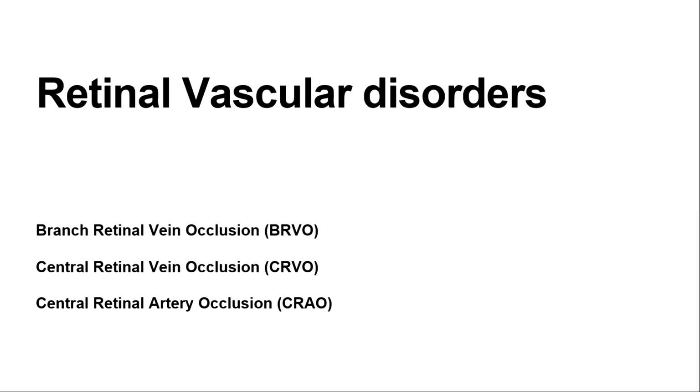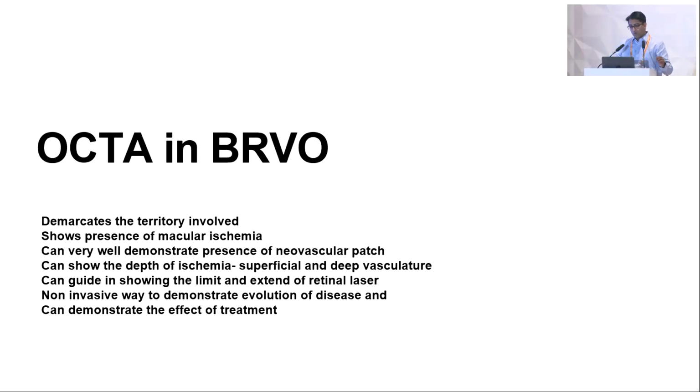So I'll be discussing and showing cases about the vascular disorders of branch vein occlusion, CRVO and CRAO, and a slide for the glaucoma part also. So OCTA, in my practice for BRVO, I use it very commonly because it demarcates the territory involved. Macular ischemia has already been discussed, and neovascular patches are very clearly seen on OCTA. With NFAS image, you can see the demarcation of ischemic and non-ischemic retina in the superficial and deeper layer. And when planning laser also, these 8 by 8 or 12 by 12 OCTAs can guide you and give a proper demarcation of where to laser, up to what extent to laser.